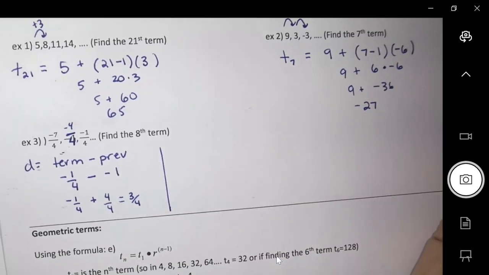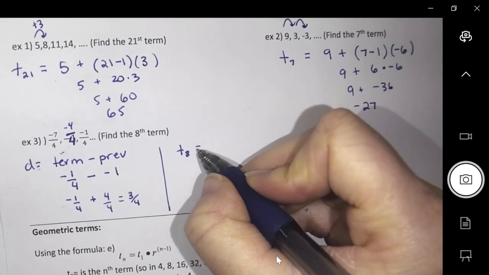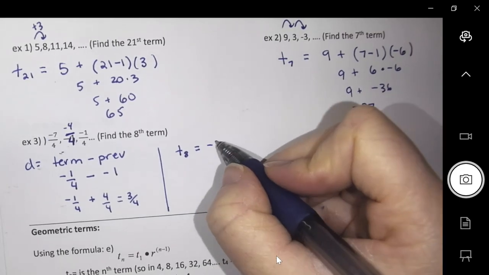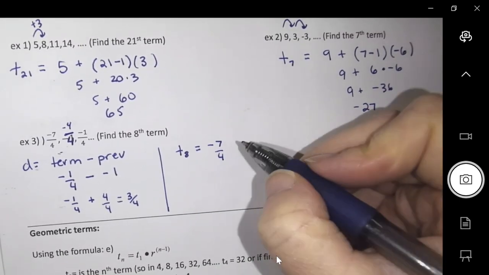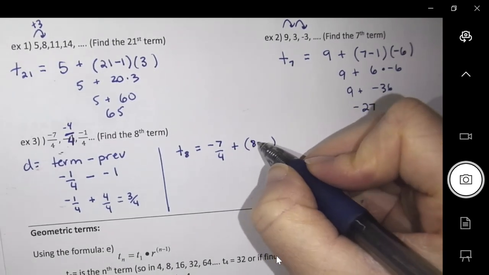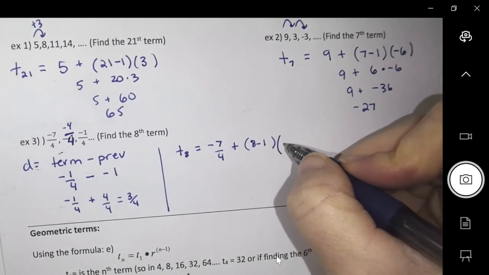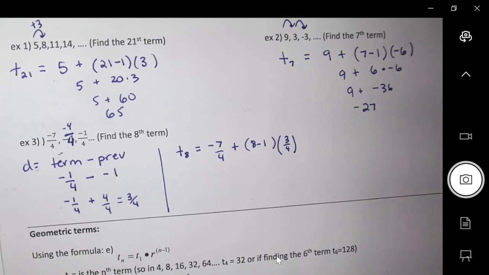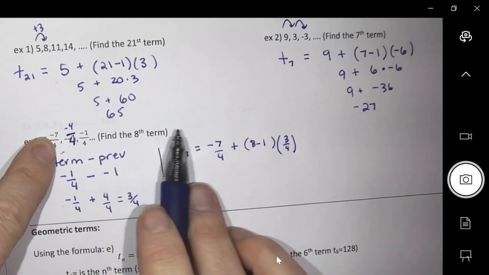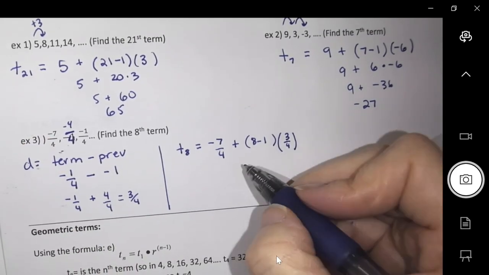Okay, you ready? I'm trying to find the 8th term. Term 8. So I'm going to go the first term plus n minus 1. What is the n here? 8. The 8th term. Then I'm going to times it by the difference, which we calculated. So basically, once you start here, you have to go up by 3/4, 7 jumps. That's what it's doing. Okay, so let's do BEDMAS.